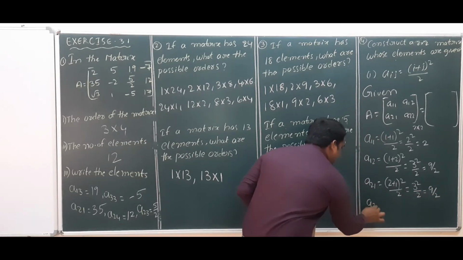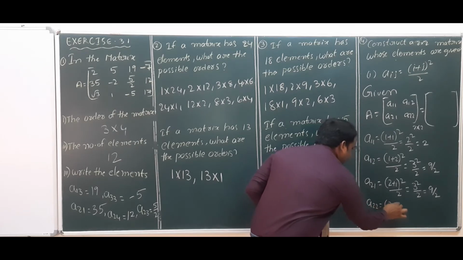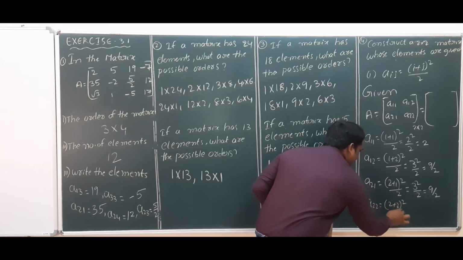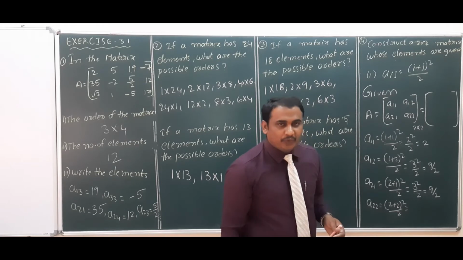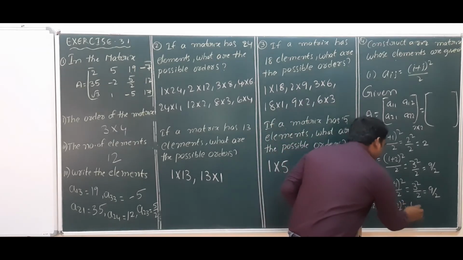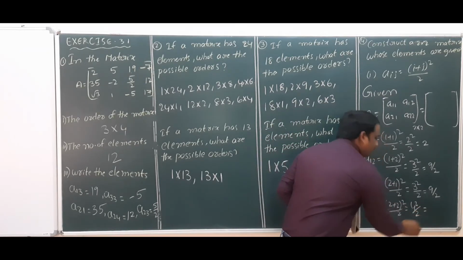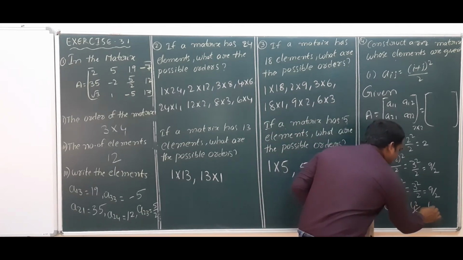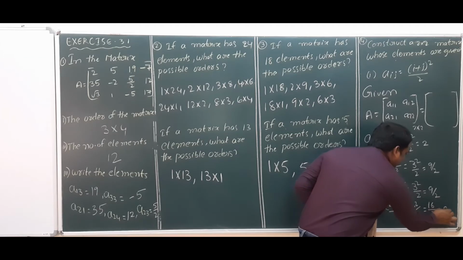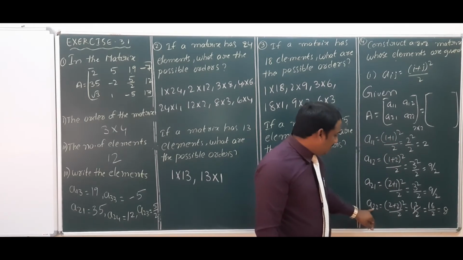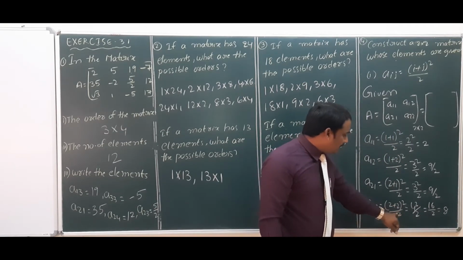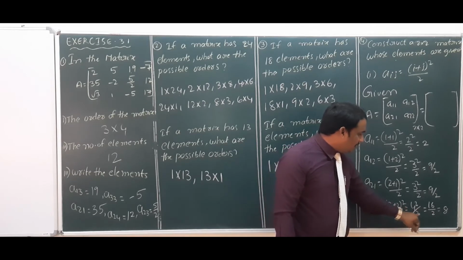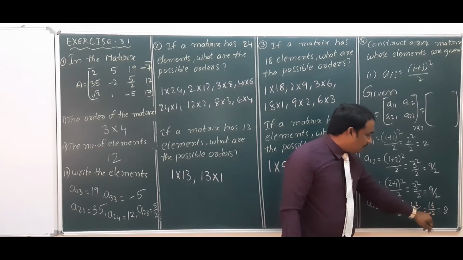Next one, A22 equal to (2 plus 2) whole square by 2. 2 plus 2 means 4, so 4 square by 2. 4 square means 16, and 16 by 2 value is 8. So A22 equal to (2 plus 2) whole square by 2 equal to 4 square by 2 equal to 16 by 2, value is 8.